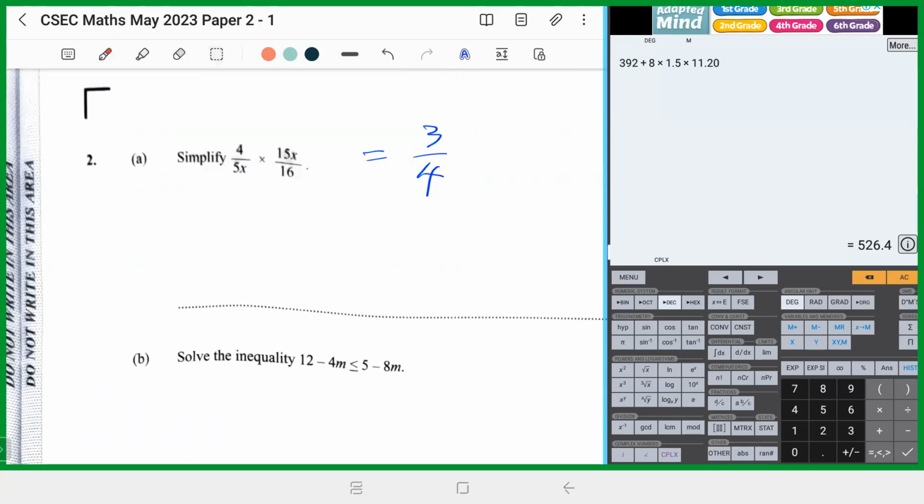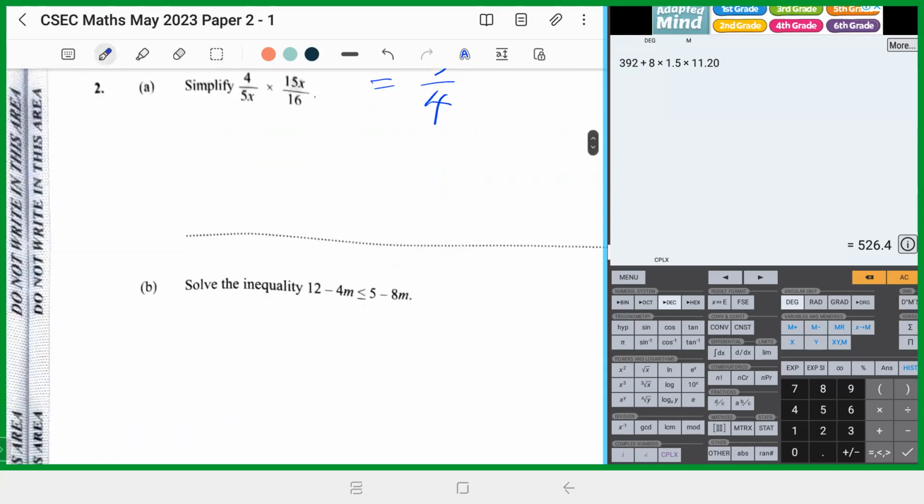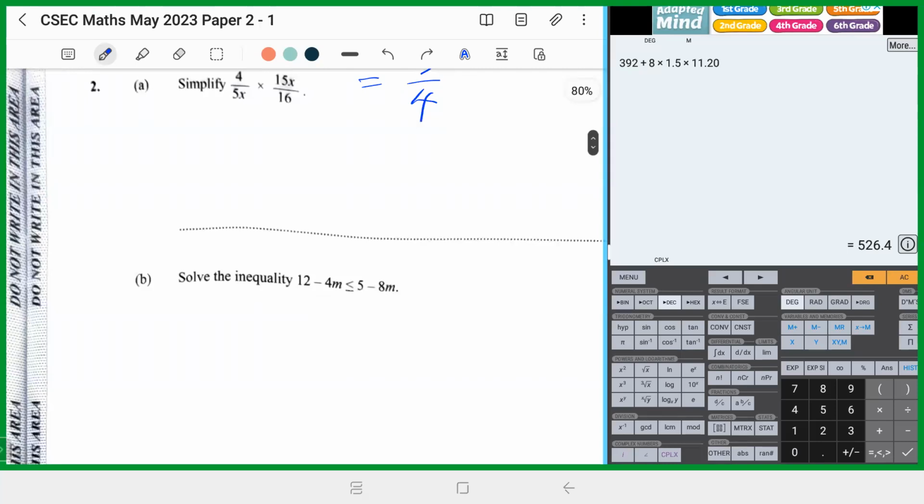All right. So here now, we're required to solve this inequality. Now remember, solving a linear inequality of this nature is really the same process as solving an equation. The only difference is that if there comes a point when you have to multiply or divide the inequality by a negative number, you have to remember to reverse the inequality sign.